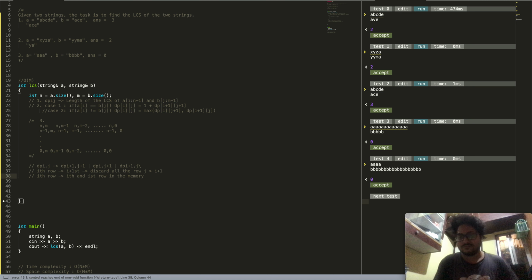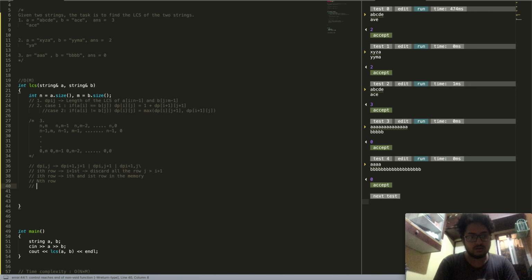So let's have a look at a very simple dry run for this case. Initially we will have the nth row in memory. That's all that we will have. At the end of the n minus 1th iteration, we will calculate the values of the n minus 1th row, and after that I will discard the nth row from the memory. I will completely erase the nth row because I do not really need it anymore.